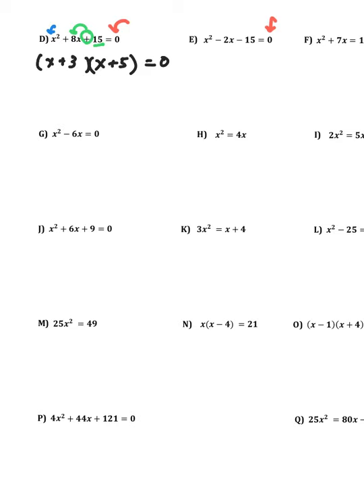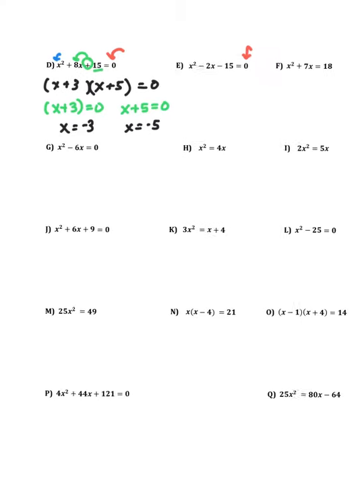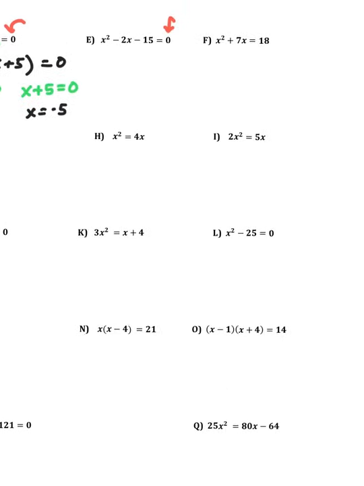Once I have the problem set up that way, I can now set each one of those things equal to 0 and solve. All right, so my two answers here should be x equals -3 and x equals -5. Remember, on a graph, these would be the x-intercepts of the graph. So E is very similar. I will leave that one to you to try.